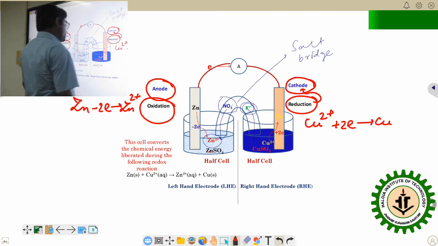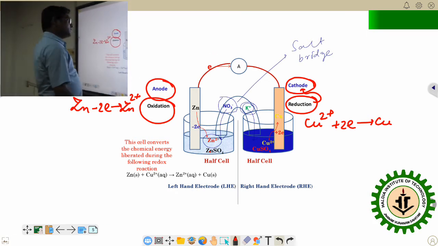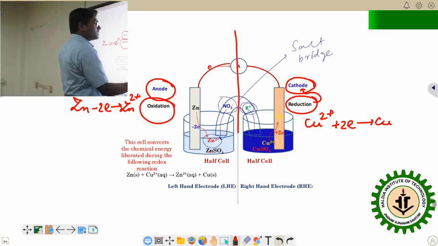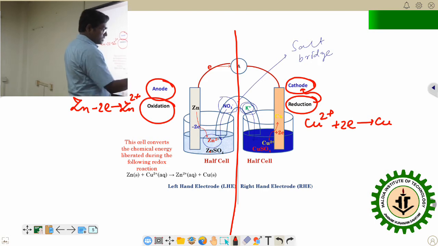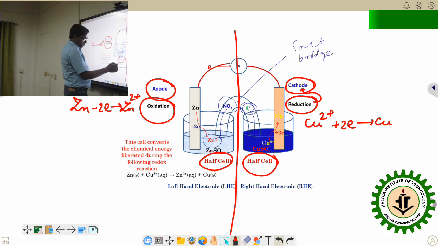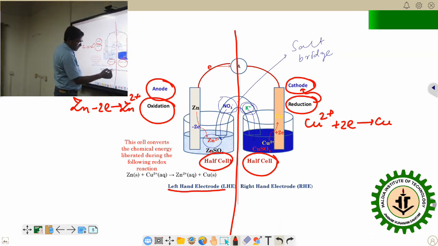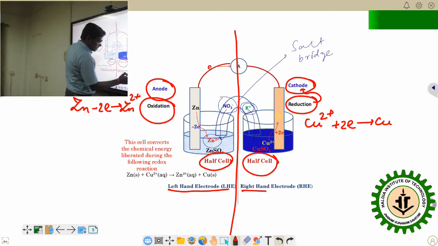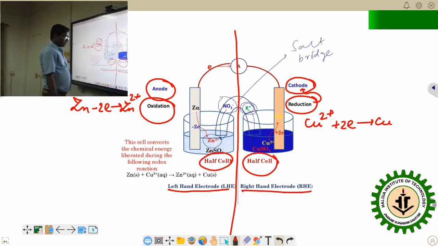Cathode. So basically this cell is divided into two halves. Each half is called what? Half cell. Each half is called half cell. The half cell written on the left side is called left hand electrode. The half cell written on the right hand side is called right hand electrode. But arbitrarily you cannot draw anyone on the left side or the right side. There is a convention. What is the convention?